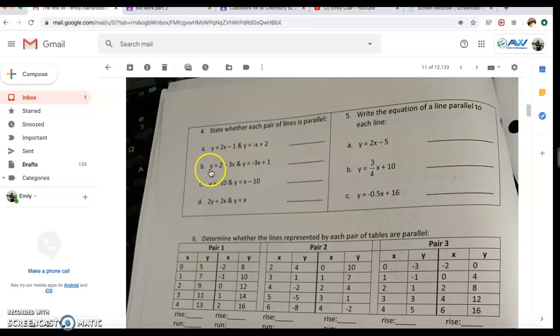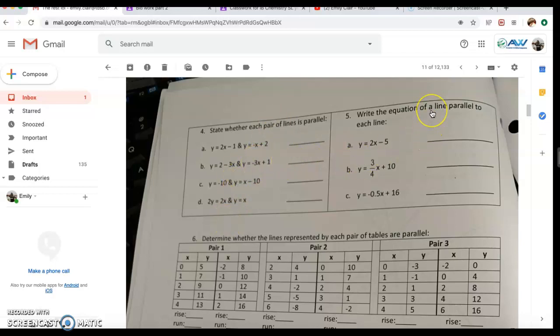So B, the slope of this first line here is negative 3, because that's the number in front of x. The slope of this line is also -3. Slopes are the same, so yes, these two lines are parallel. Okay, so see if you can apply that same idea to the other two questions.